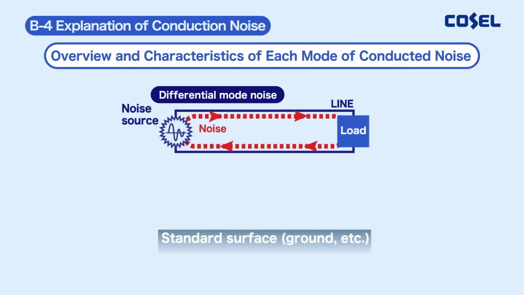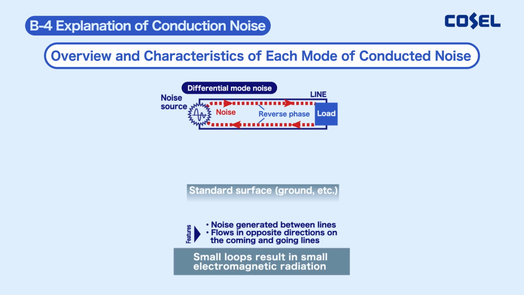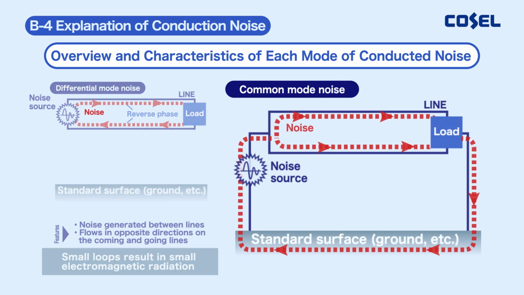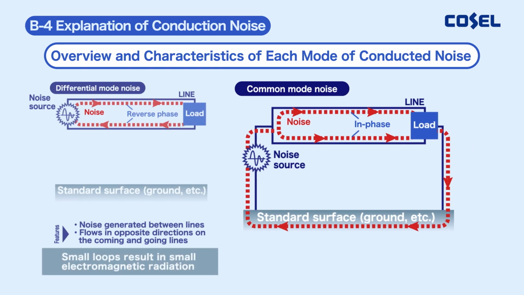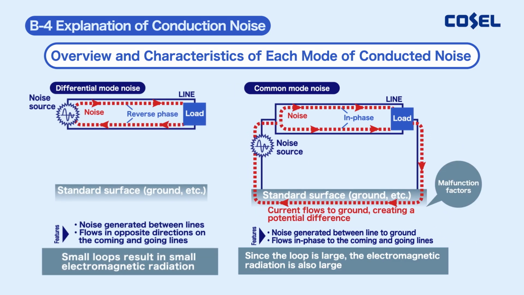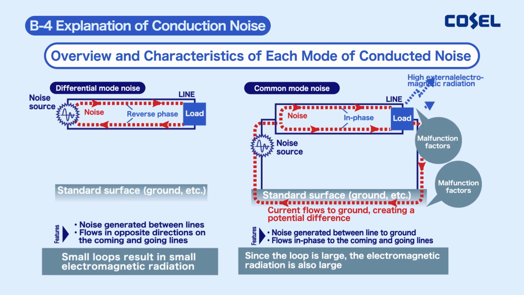Differential mode noise is characterized by noise currents flowing in opposite directions to and from the line, and noise current loops are small and electromagnetic radiation tends to be small. Common mode noise currents are characterized by currents flowing in the same direction between lines. Because the overall noise current loop of the device tends to be larger and the electromagnetic radiation tends to be greater, the malfunctions that commonly occur are often caused by impact from common mode noise.